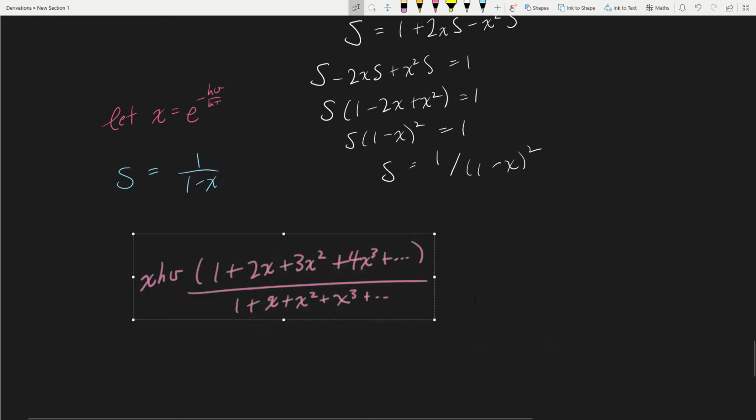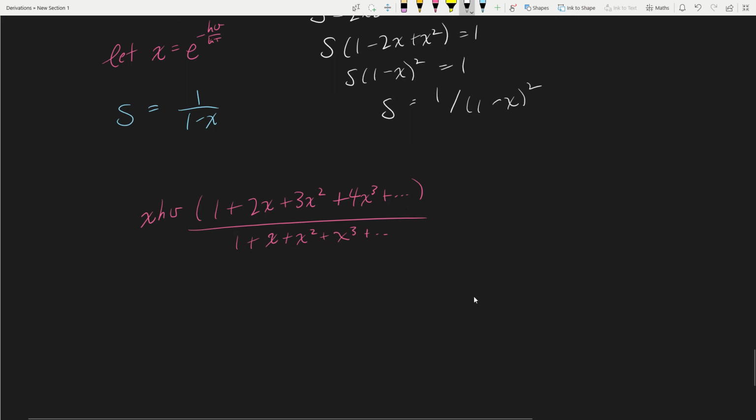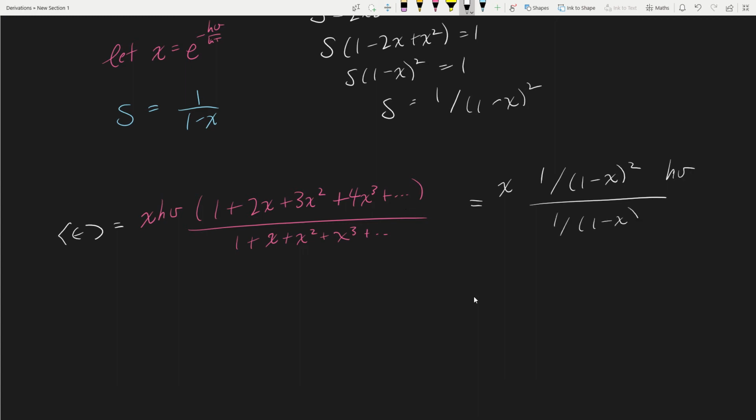All right. So this was what we were trying to show. And we know that the average energy here is going to equal x h nu times all this stuff. And I'm going to do yet another mathematical trick. This is going to be 1 over 1 minus x squared on top. And then, sure, let's leave the x there for now. I'll show you in a second how that works out. H nu. And then 1 over 1 minus x on the bottom.